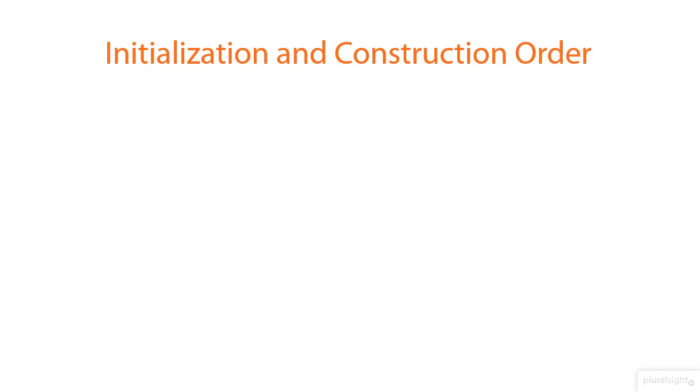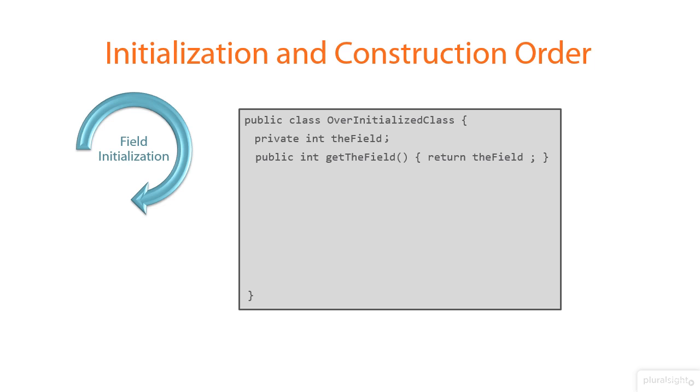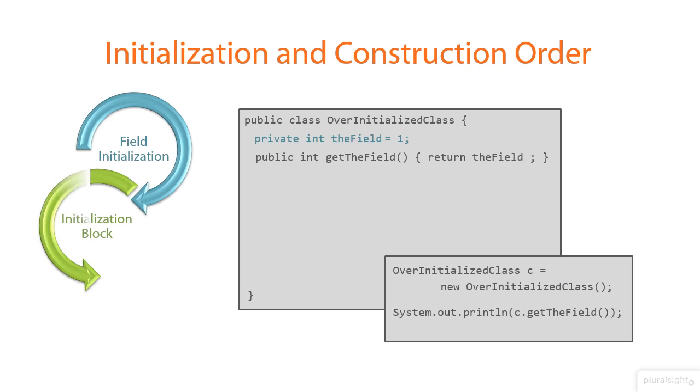So let's imagine we have this class here, we'll call it our over-initialized class. We'll put a field in here called the field, and let's go ahead and give it a getter. One of the first ways we learned about how we can initialize a field is through field initializers, and that is actually the first step in the creation of an object. So if we take our field called the field, set it equal to 1, and then in a program create an instance of this class and print out the value of the field, I'll print out the value 1.